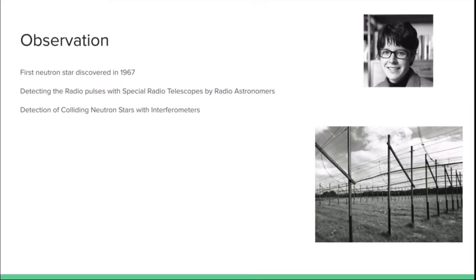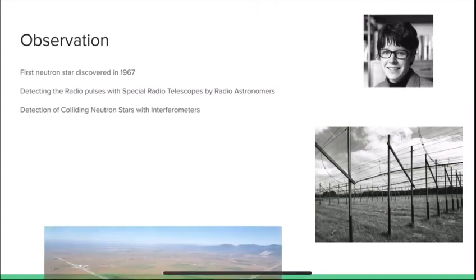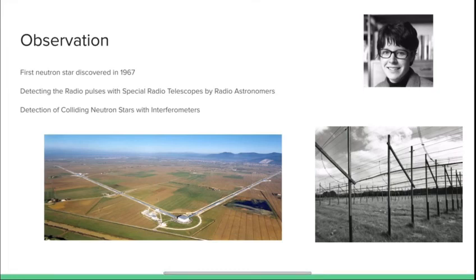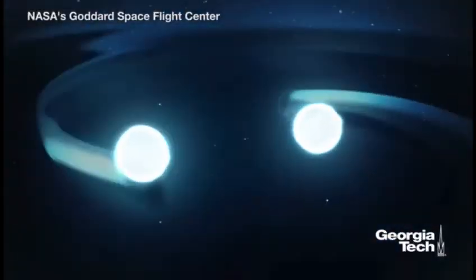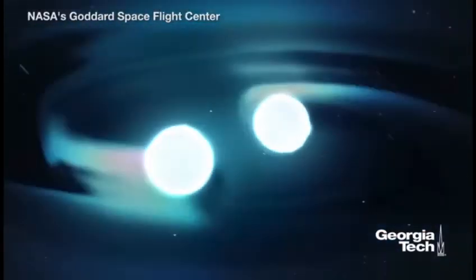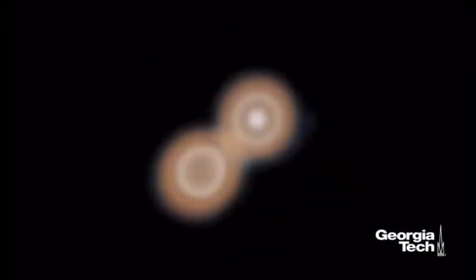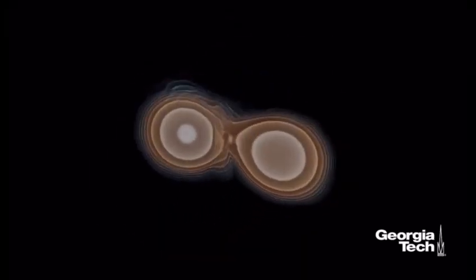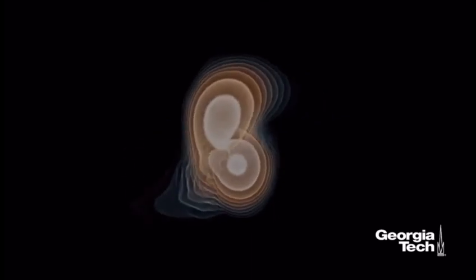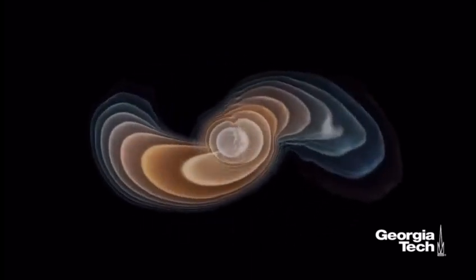Later in 2017, the light and gravitational waves from the collision of neutron stars arrived at our planet. The gravitational wave was detected by the Laser Interferometer Gravitational-Wave Observatory. An interferometer is a sensitive instrument that can detect changes of space-time by observing changes in the interference pattern produced by two light sources. As you can see in this animation, which is done by NASA and Georgia Tech, two neutron stars are rotating around each other, which causes space-time to squeeze and produce gravitational waves.